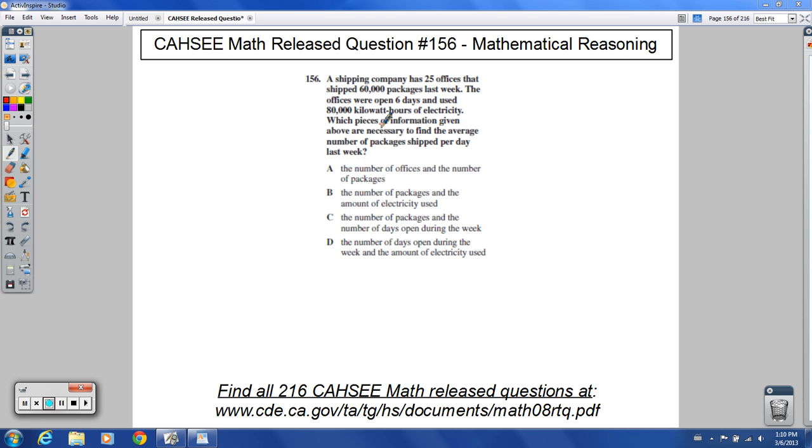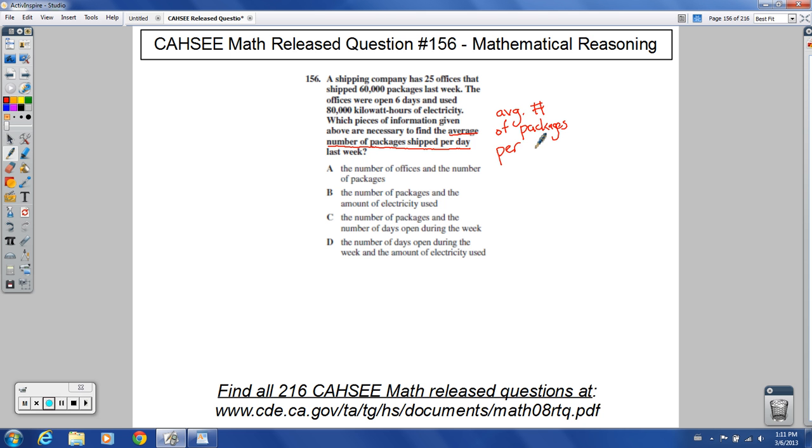All right, which pieces of information given above are necessary to find the average number of packages shipped per day last week? And then we have these four choices here. So with this one, I would think of it like this. If we're trying to figure out what is the average number of packages per day, let's underline that part here. How are we going to figure this out? What would that be? The average number of packages per day.